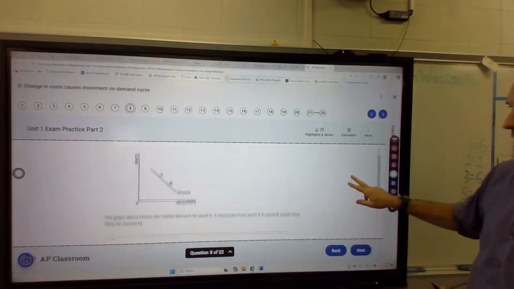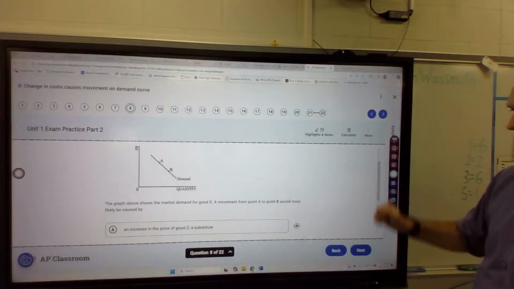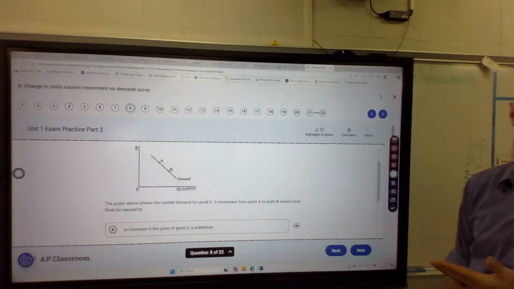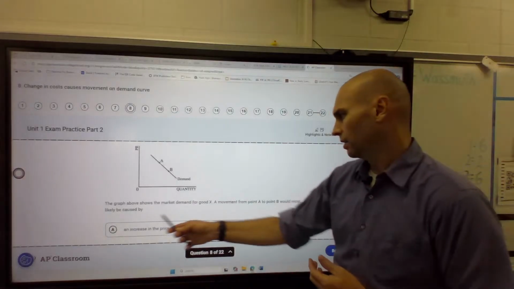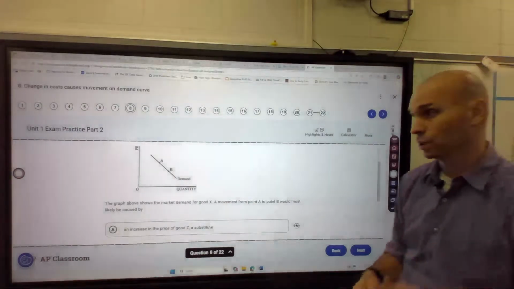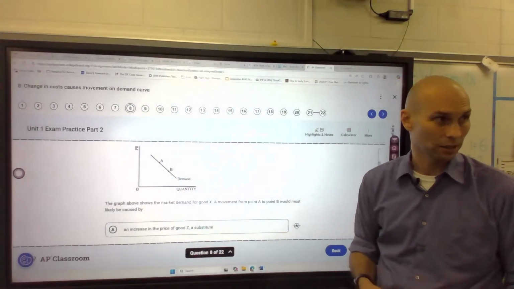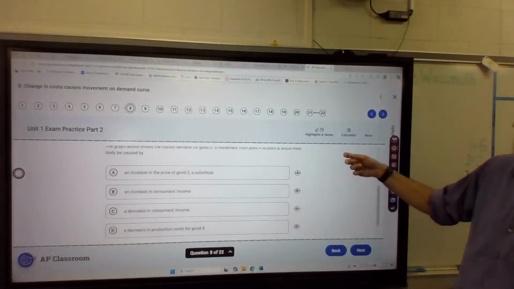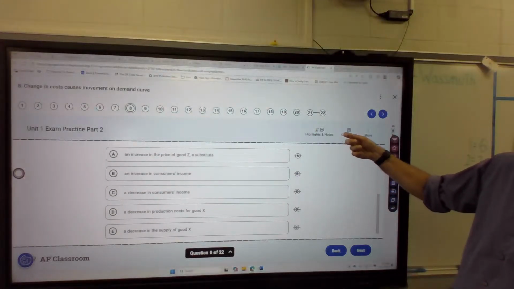All right, points A and B. That is a change in what? Movement, so it's a change in price, and that's a change in quantity demanded. Guys got it? So it says demand for good X, movement from A to B, most likely be caused by a decrease in the price is the only answer. Except, you guys, I bet I know the problem. Do you guys see a decrease in the price of the good?